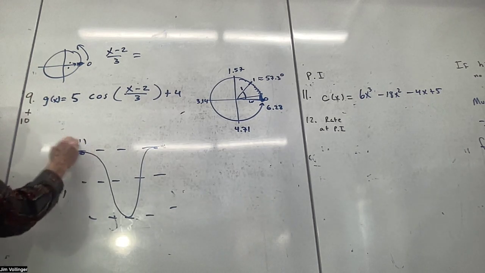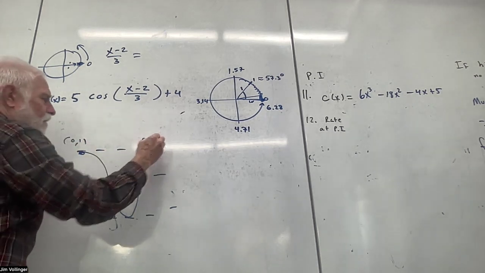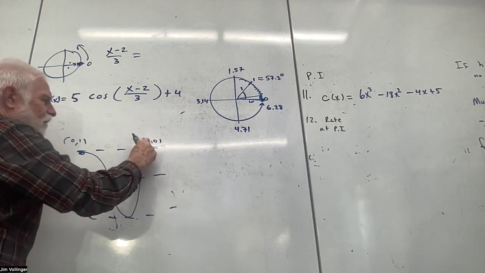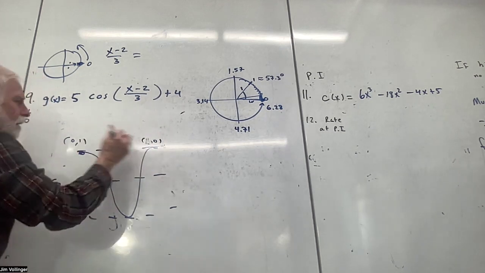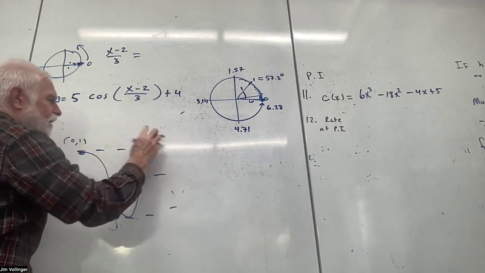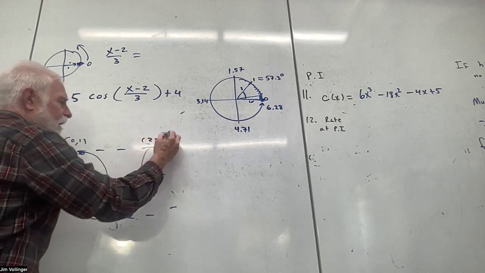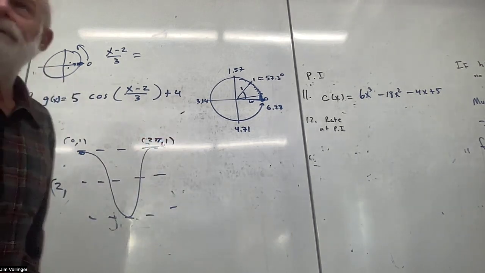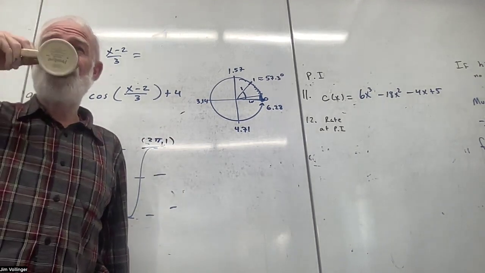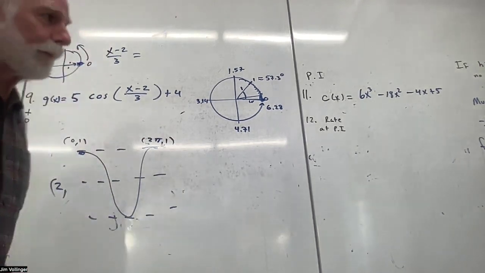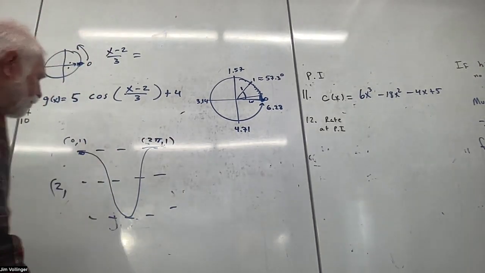0 gets me 1. 1 gets me 0. I'm sorry, 2 pi gets me 0. 2 pi gets me 1. You can tell I'm waking up. Get me that coffee. Where am I? Oh yeah, sun's coming out. I finally got that stated properly.